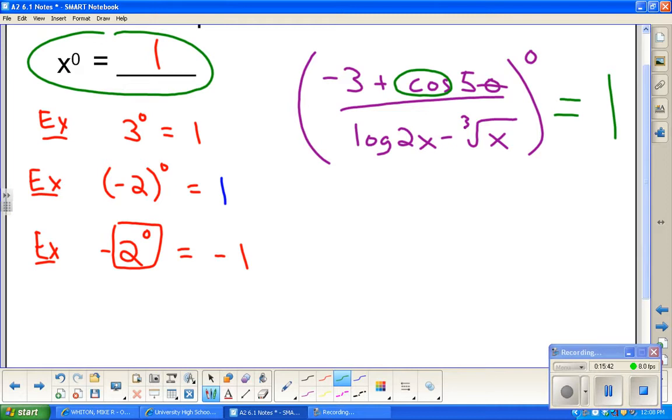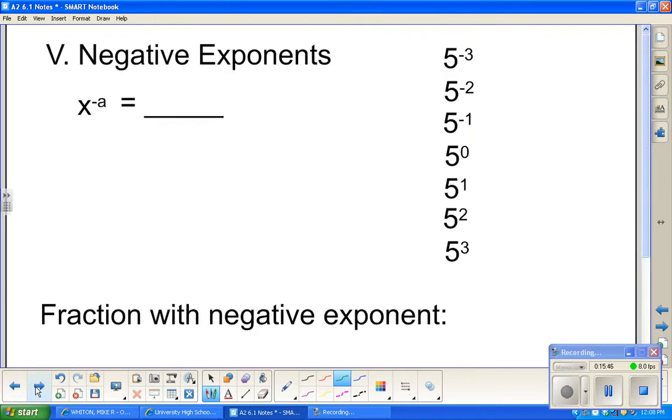Now, the last rule, the last one, and there's kind of a pattern that I want to show you so it makes a little more sense. If the exponent is negative, there's a reason why this stuff works. I'm going to show you a pattern with all those 5s that's going to turn into a pattern. So again, the positive ones we're familiar with.